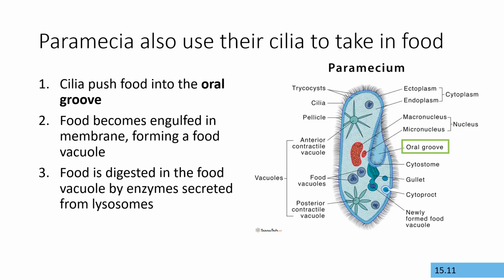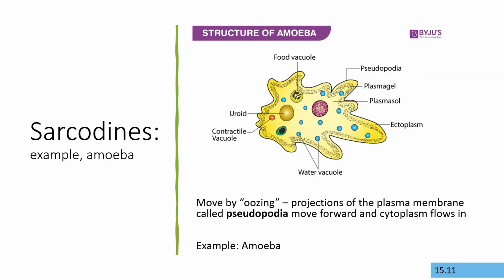Paramecia also use their cilia to help them take in food. The cilia push food toward a groove in the protist called the oral groove. This is still an example of phagocytosis. So as the food collects in the oral groove, it is engulfed in membrane, forming a food vacuole. Then that food is digested by enzymes. You will also find a video of what this looks like after this video.